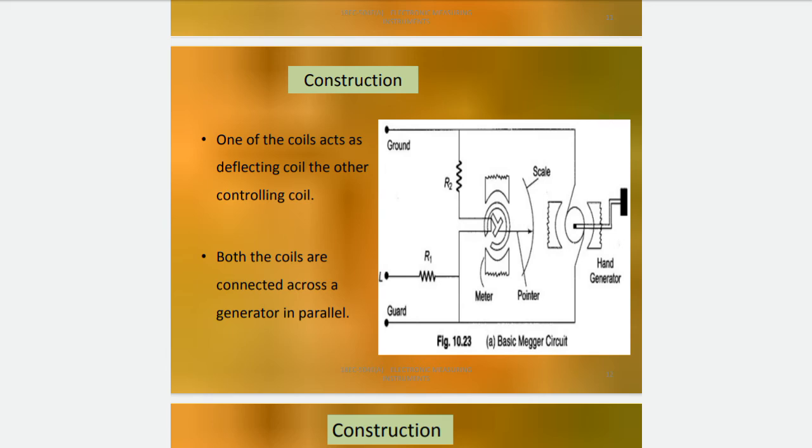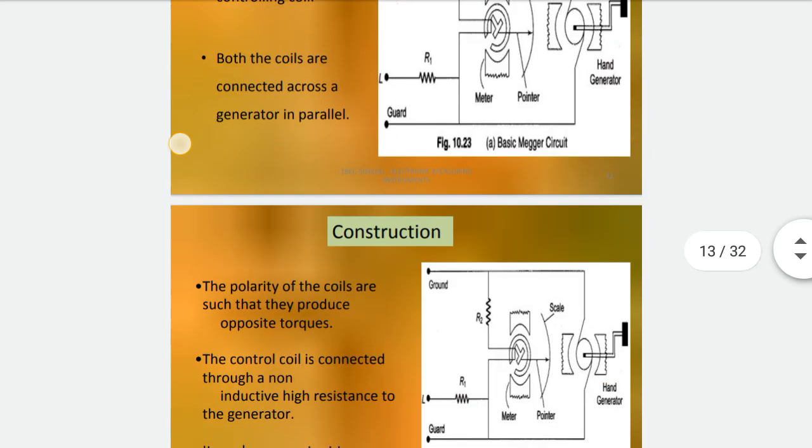Indirectly, the insulation resistance comes directly across the earth and the line terminals. For this reason, the deflecting coil is energized through the resistance to be measured, connected in series with it and across the DC generator. When the resistance to be measured is small, the current through the deflecting coil becomes more and the torque developed by it becomes considerably higher than the torque developed by the control coil, and the pointer moves towards the zero position. Is it clear?